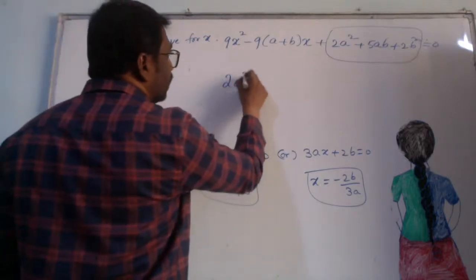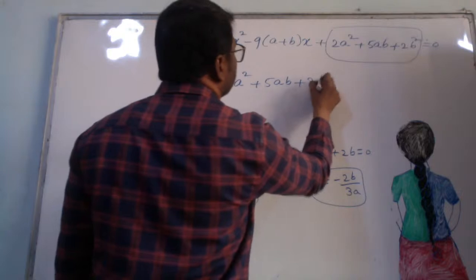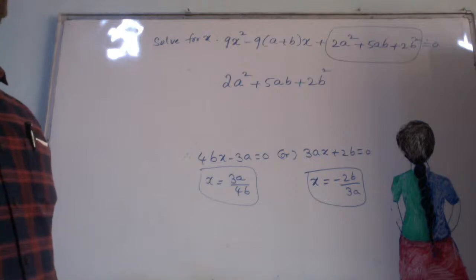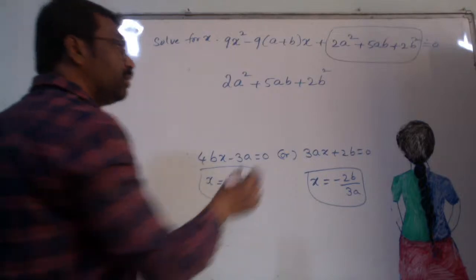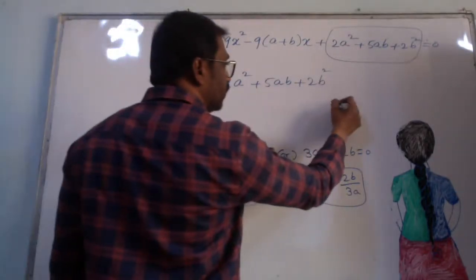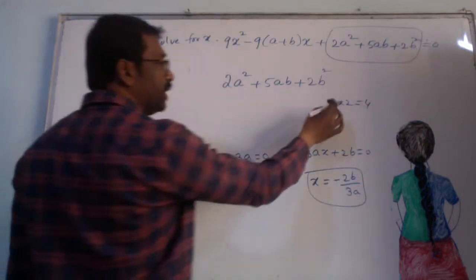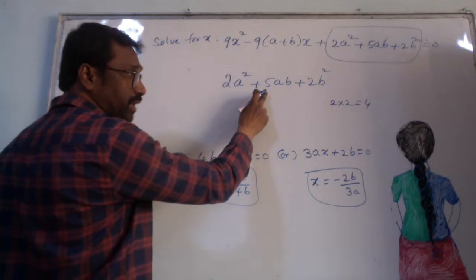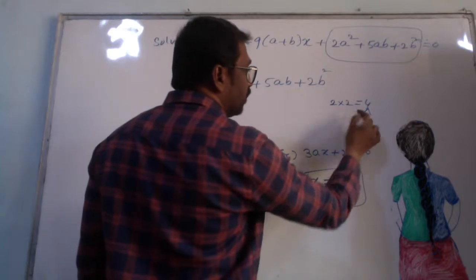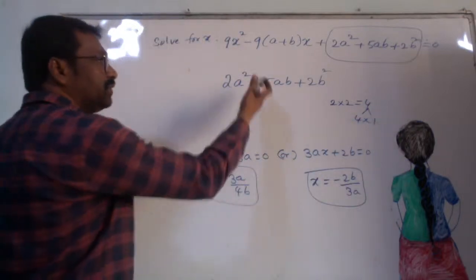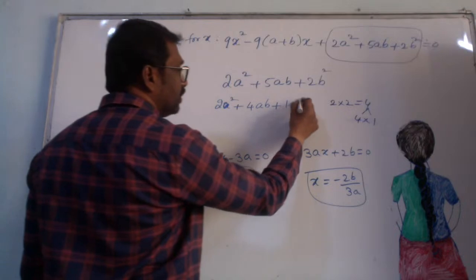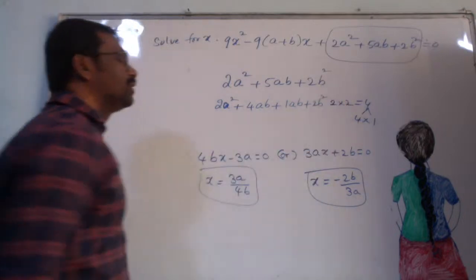So here the constant is a second degree expression, which means it is a quadratic. Let's check the factors of this one by splitting the middle term. 2 times 2 is 4, their sum is 2 plus 2, 4, but the middle term coefficient is 5. 2 times 2 is already there, so next 4 times 1, and 4 plus 1 is 5. So the middle term 5ab can be written as 4ab plus 1ab.